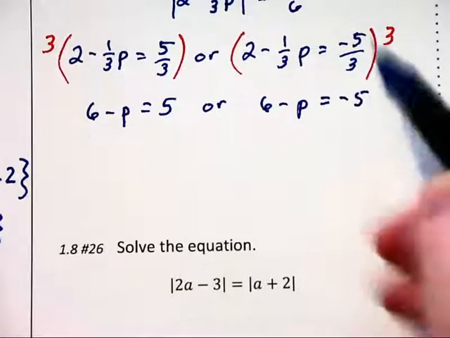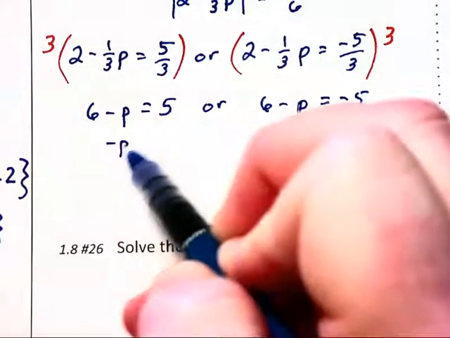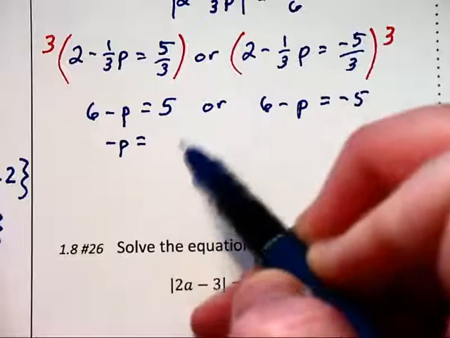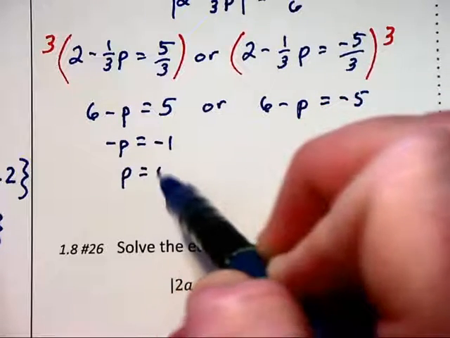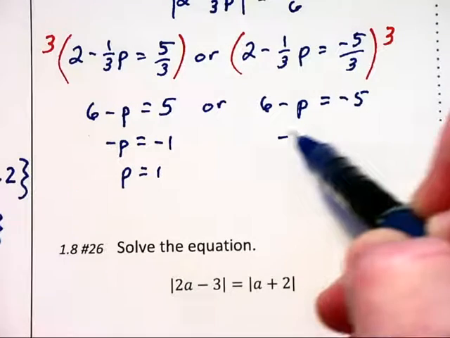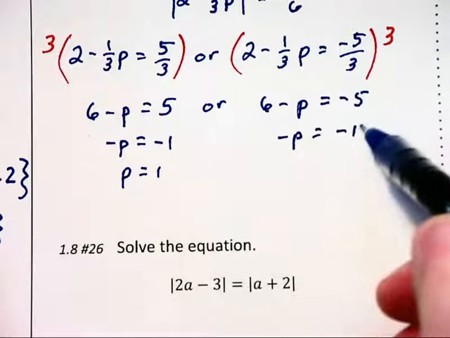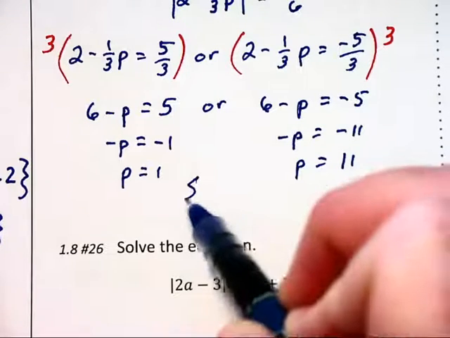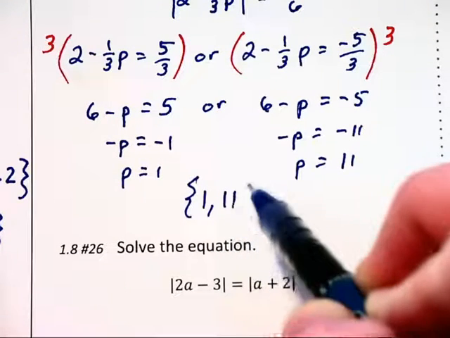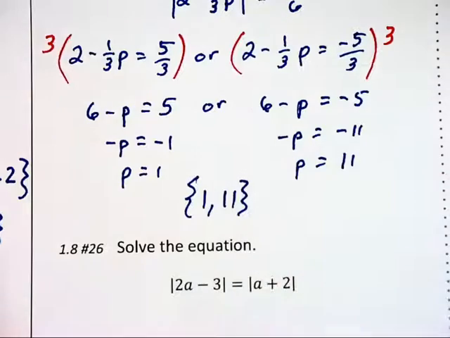Subtracting 6 on each side of each equation gives us negative p equals negative 1, which means p is equal to 1, or negative p is equal to negative 11, which means that p is equal to 11. And we have a solution set containing the values 1 and 11.